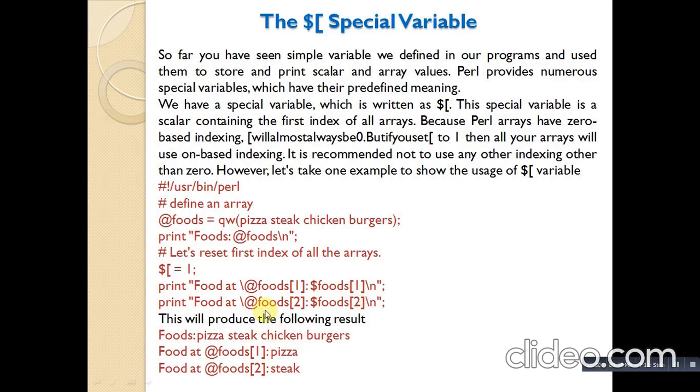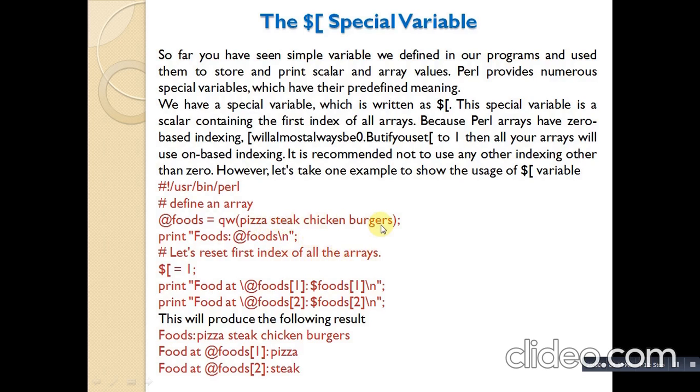In this example you can see again I am using the foods array variable to store pizza, steak, chicken, burger. We are not putting a sort function to sort the elements. We are just printing the foods before, pizza, steak, chicken, burger, as it usually prints. Now let us reset the index of the array. Pizza's index is 0, steak is 1, chicken is 2, burger is 3.